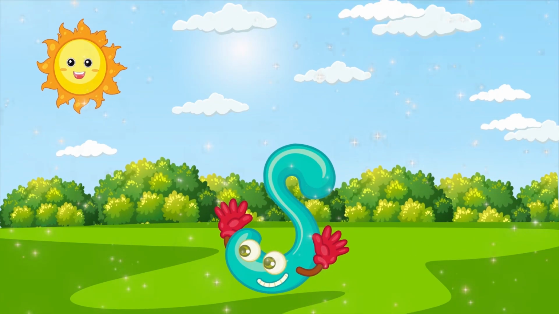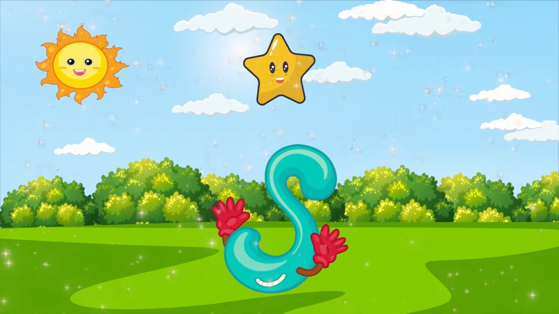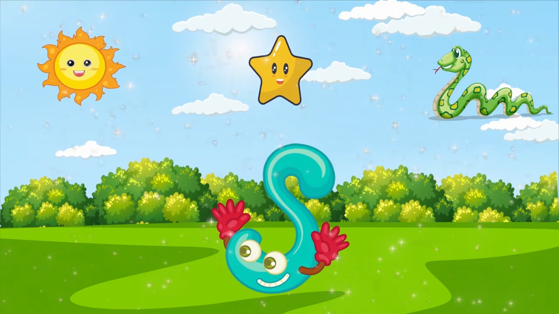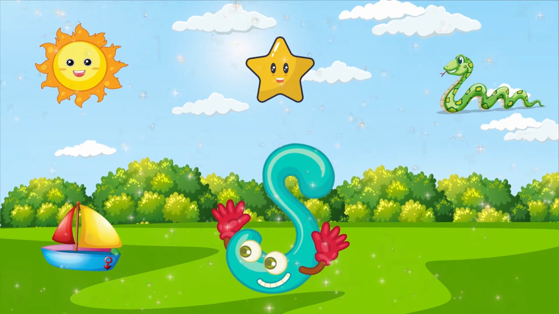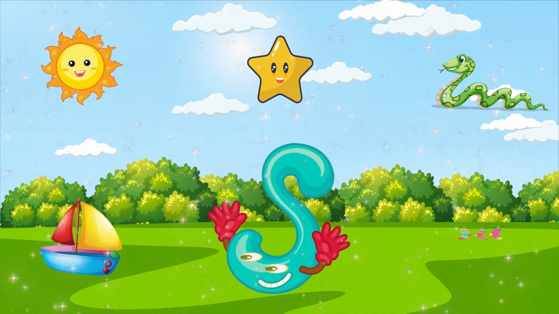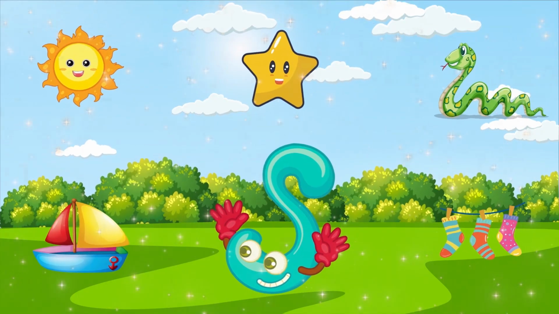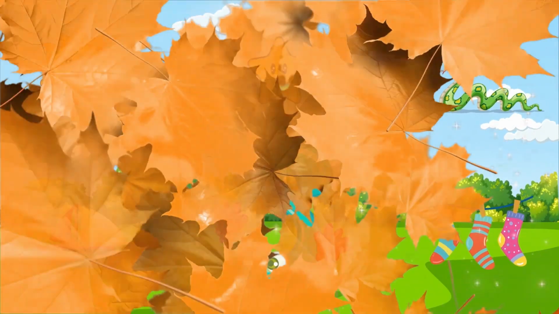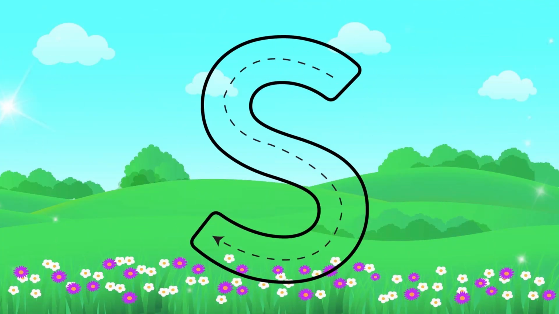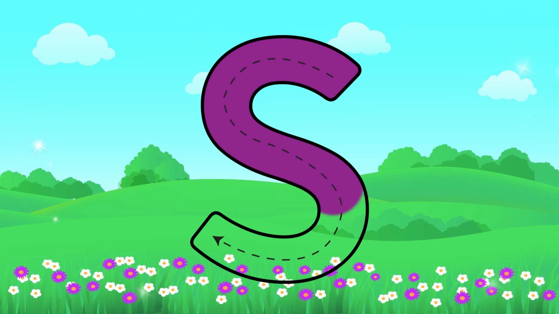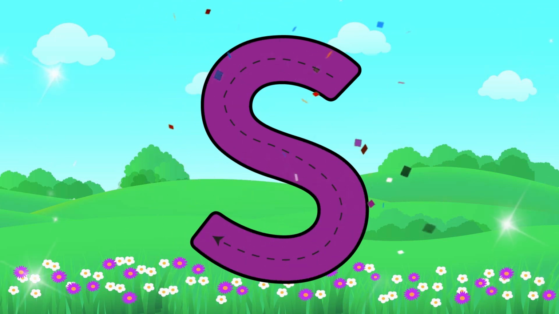S is for sun, star, snake, ship, socks. Curve around and curve up, down, pull back. Wow, so cool.